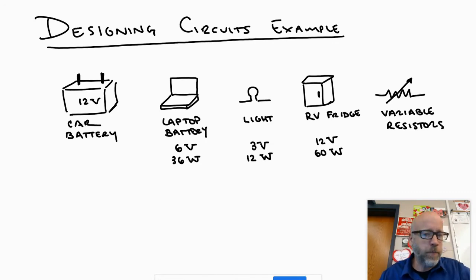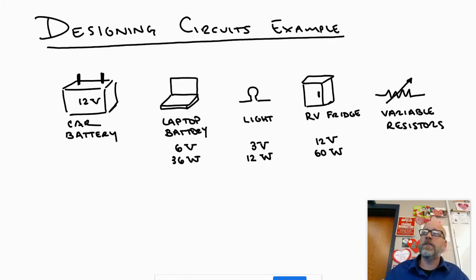So here's an example. Designing circuits. Let's say that you are given a 12-volt car battery. We're going to ignore any internal resistance in the car battery, and that's fair. We have a laptop. Its battery runs at 6 volts and has a power consumption of 36 watts. We have a light, 3 volts, 12 watts. We have an RV fridge. I've always wanted an RV, but they run off a 12-volt power supply. This particular model has a power of 60 watts. And you also have as many variable resistors as you need.